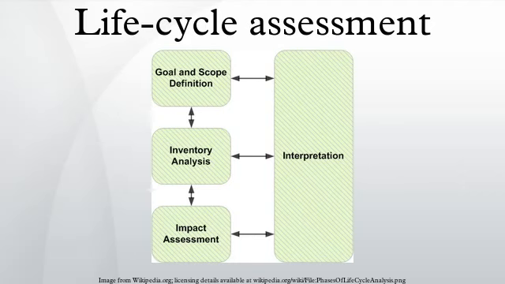Interpretation. Life cycle interpretation is a systematic technique to identify, quantify, check, and evaluate information from the results of the life cycle inventory and/or the life cycle impact assessment. The results from the inventory analysis and impact assessment are summarized during the interpretation phase. The outcome of the interpretation phase is a set of conclusions and recommendations for the study.